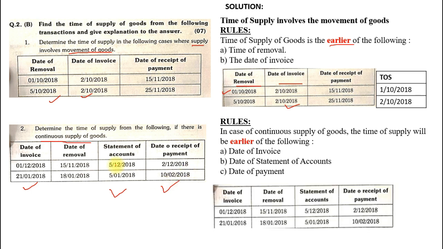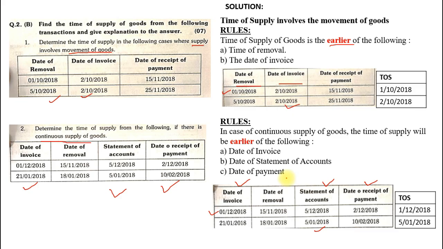The first rule, we note down the question as it is, all these three, four columns. Now, date of invoice, date of statement of account, and date of payment, whichever will be the earlier date, that will be your time of supply. So, in our first example, 1st December, 5th December, and 2nd December. So, 1st December will be the answer. 21st Jan, 5th Jan, and 10th Feb. So 5th Jan will be your answer. So 1st December and 5th Jan will be your time of supply. Again, a very simple sum, only purely based on rules.